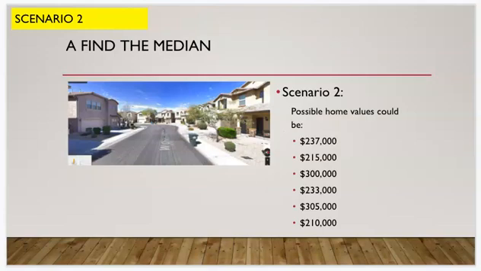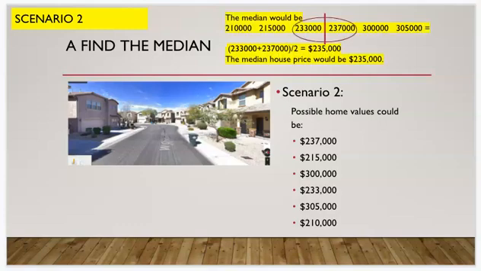In scenario 2, our housing prices are a little bit closer together. $237,000, $215,000, $300,000, $233,000, $305,000, and $210,000. What's the median in this neighborhood? Again, we still have 2 data values in the middle, and so we find the average of those 2. So the median house price in this scenario would be $235,000.